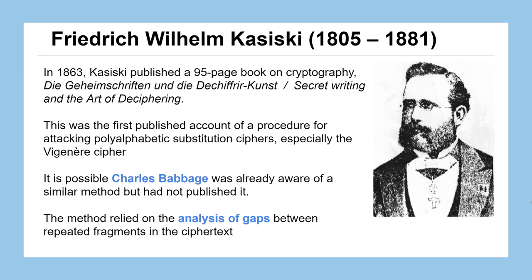So we've mentioned before that Charles Babbage was actually the first person really to break the Vigenère cipher, but it was Kasiski who was the first person to have a general attack that would work for really any messages that we were to intercept. And this method relied on the analysis of gaps between repeated fragments in the ciphertext, meaning the distance between repetitions in your ciphertext.